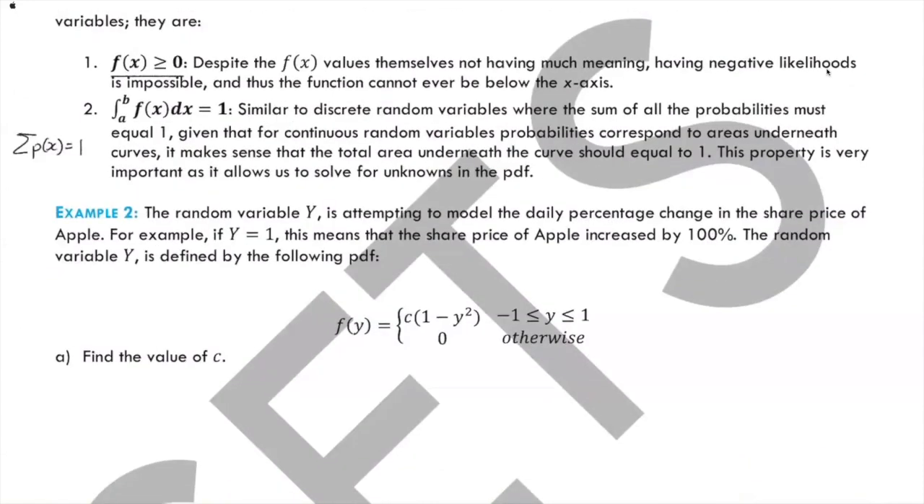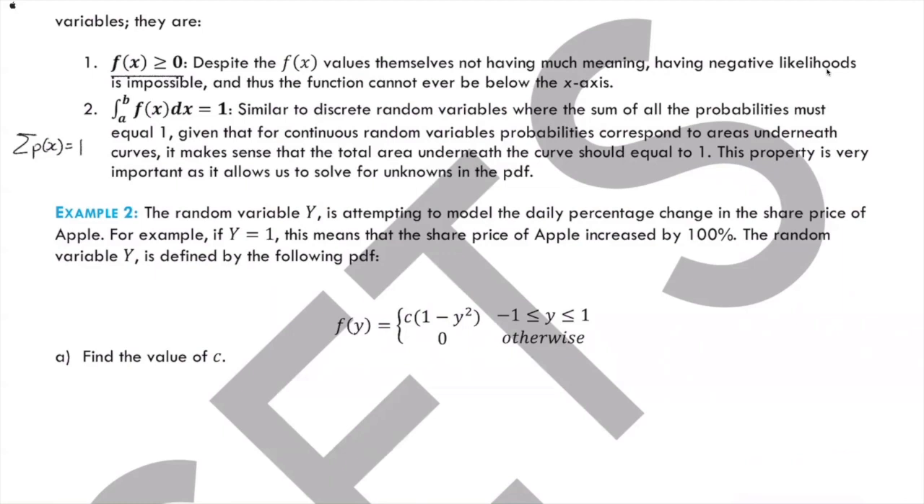Okay, nice. So we have those two properties. Area underneath the curve has to equal 1. And just like how with PMFs, we can use that property to find an unknown value, we're going to do the same thing for PDFs. Getting all these acronyms confused.